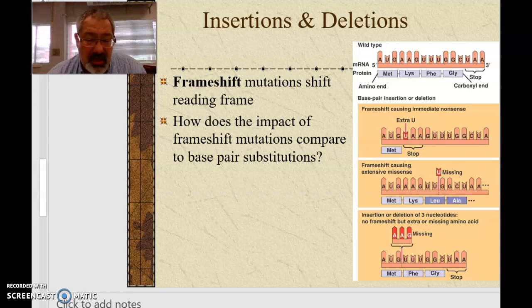It is possible for the reading frame of the gene to shift one way or the other, and that is called a frame shift mutation. These are often due to insertions or deletions. It is very possible for a frame shift mutation to result in a wrong amino acid being inserted. That's called a missense, or even translation or protein synthesis stopping, which is called nonsense. There are examples of each in the figure to the right of the text.